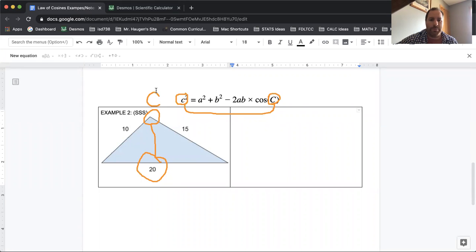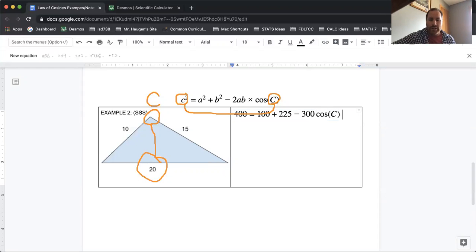So I'm going to start putting down the equation. It says c squared, that's a lowercase c, side c. So that's 20 squared, which happens to be 400, equals all those pieces put together. We do a squared plus b squared, so 10 squared plus 15 squared, that's 100 plus 225, minus 2 times 10 times 15. Multiply that out, that's 300, times the cosine of C, which we don't know.